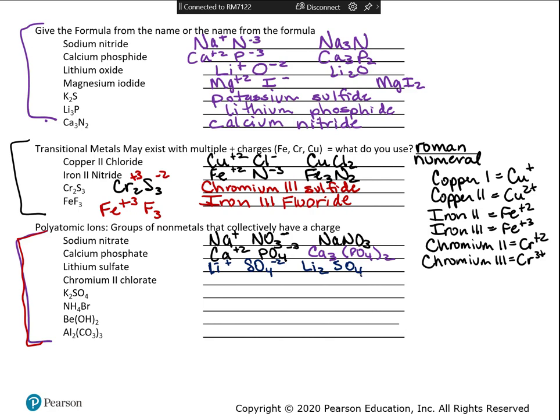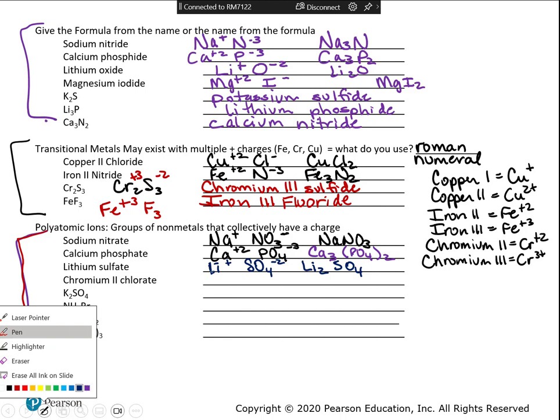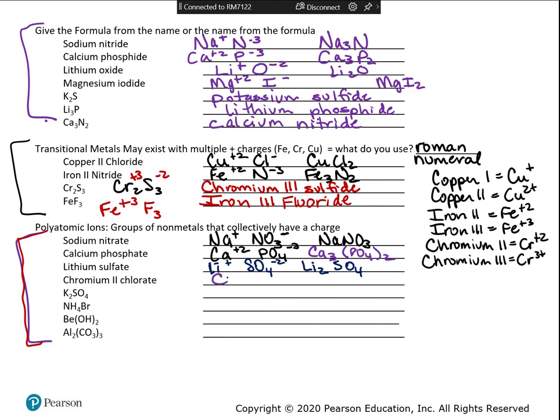So here's one that I've got a Roman numeral. So chromium 2 chlorate. So chromium 2 means what? It tells me the charge. Good. It tells me the charge on the chromium. So I know that the chromium's a +2. That's what the Roman numeral tells me. That Roman numeral 2 tells me it's a +2.